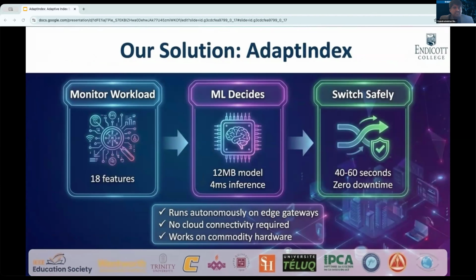Adaptive index solves this through autonomous adaptation. It continuously monitors 18 features about the workloads, things like query rate, memory pressure, and data characteristics. Our lightweight ML model decides which index is optimal, then safely switches within 40 to 60 seconds based on the workload. The key innovation is that it runs entirely on edge gateways, with no cloud infrastructure or expensive external dependencies needed. It's just a small model with a 4 millisecond inference time, so it works on commodity hardware.